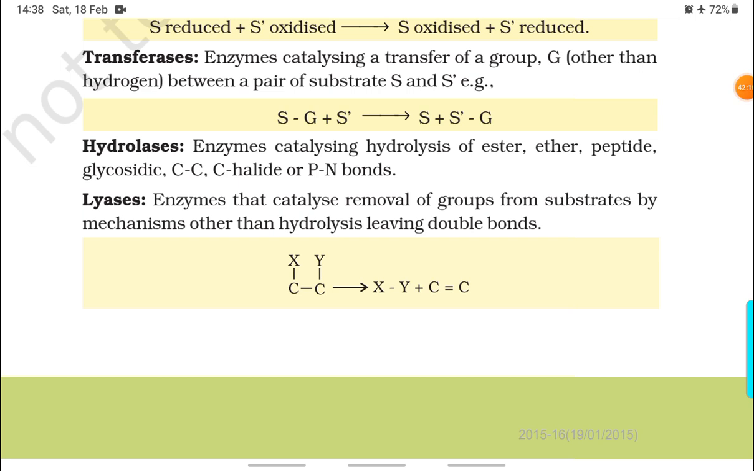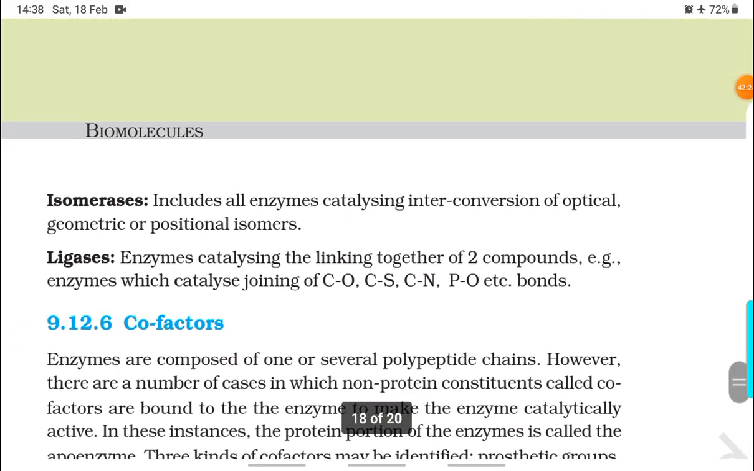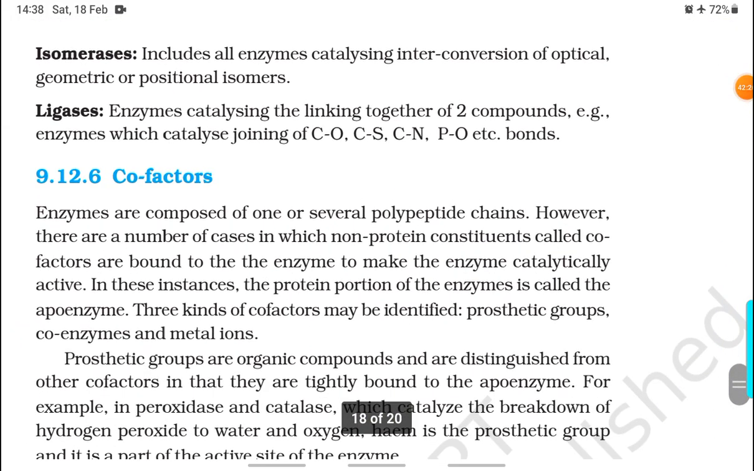Lyases: enzymes that catalyze removal of groups from substrates by mechanisms other than hydrolysis, leaving double bonds. Isomerases include all enzymes catalyzing interconversion of optical, geometric, or positional isomers. Ligases: enzymes catalyzing the linking together of two compounds, for example, enzymes which catalyze joining of carbon-oxygen, carbon-sulfur, carbon-nitrogen, phosphorus-oxygen, etc.